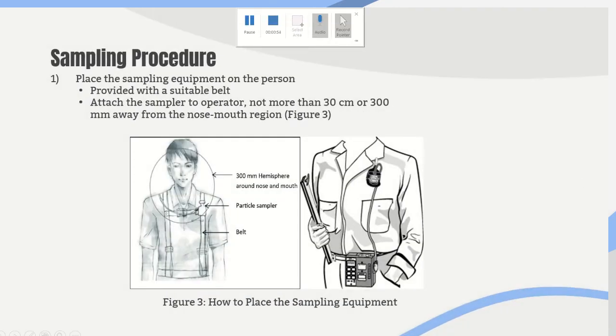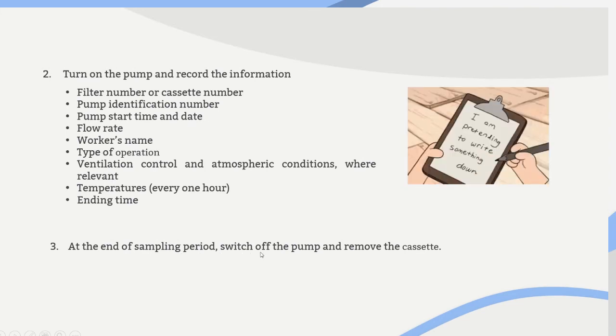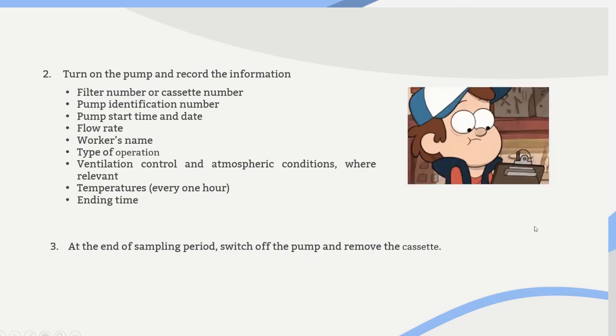So, sampling procedure. Place the sampling equipment not more than 30 cm away from the nose-mouth region. And then turn on the pump and record the following information. At the end of the sampling period, switch off the pump and remove the cassette.